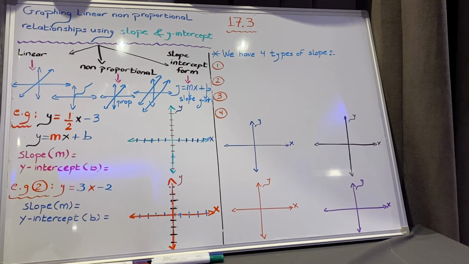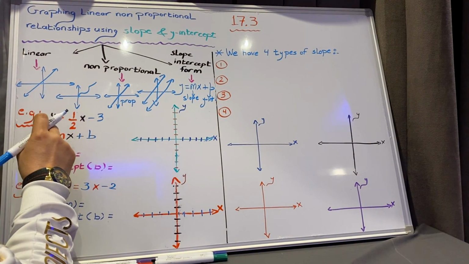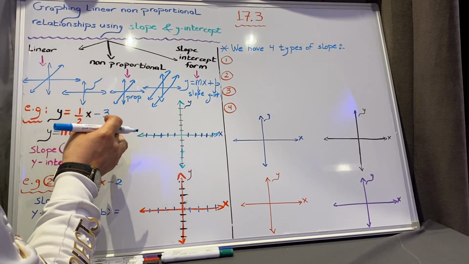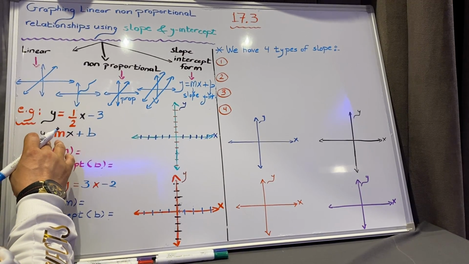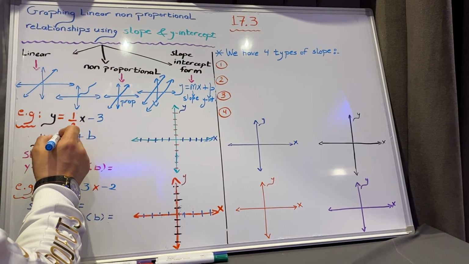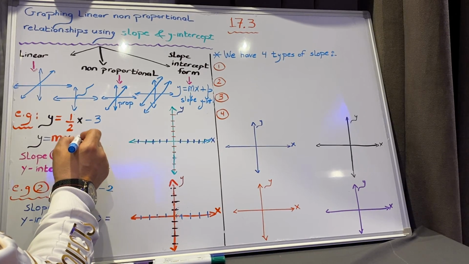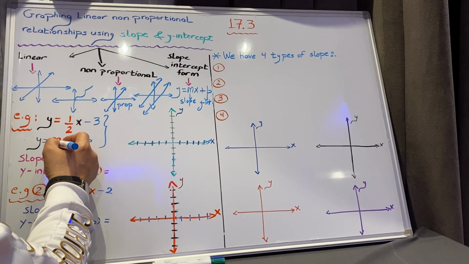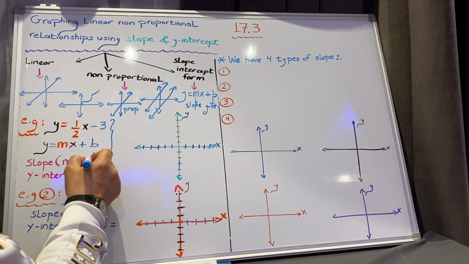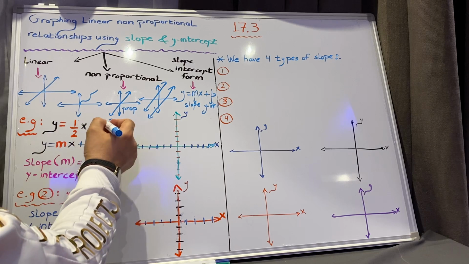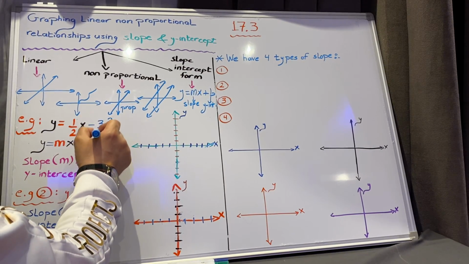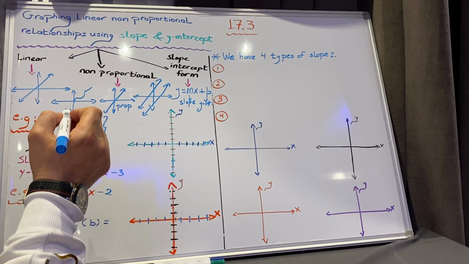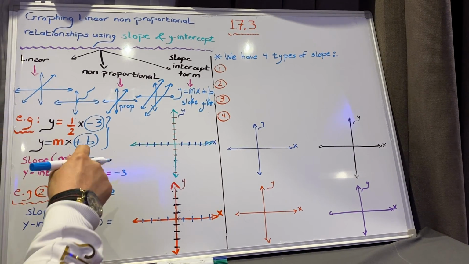So let's start, guys, with the first example, which is y equals half x minus 3. You know that the slope-intercept form is represented by this formula, y equals mx plus b. m represents the slope and b the y-intercept. From this relationship, guys, we can notice that the slope, which is m, is 1 over 2, while the y-intercept is negative 3. So now I can recognize the slope and the y-intercept.